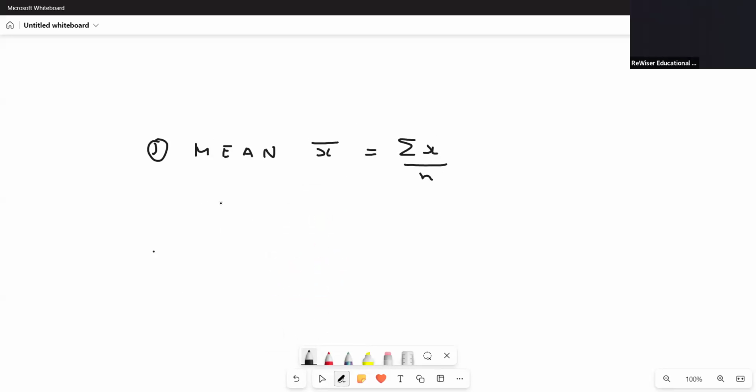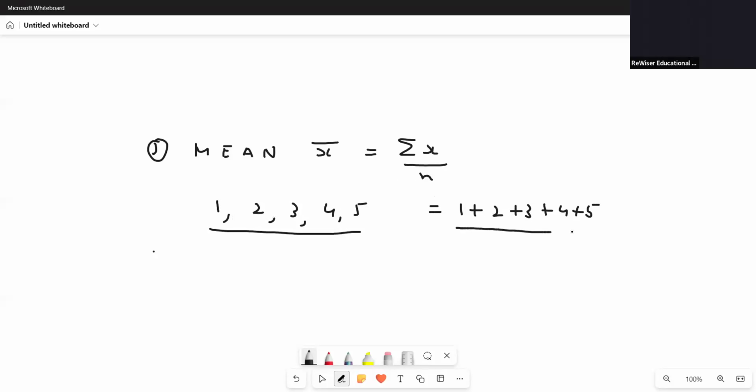Now, for an example, if I give you the numbers 1, 2, 3, 4, 5, and ask you to get the mean, according to the formula we have to add all the numbers, 1 plus 2 plus 3 plus 4 plus 5, and since there are 5 numbers, divide by 5. The sum is 15, so 15 by 5 equals 3. As you can see, 3 is the middlemost value. That's why mean is known as a measure of central tendency: it gives us the middlemost value of the distribution.